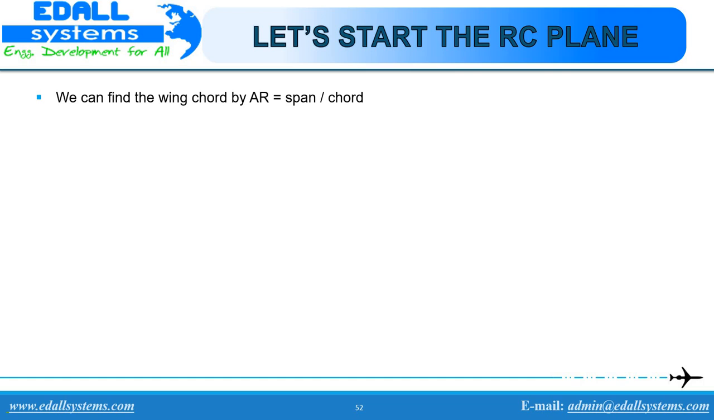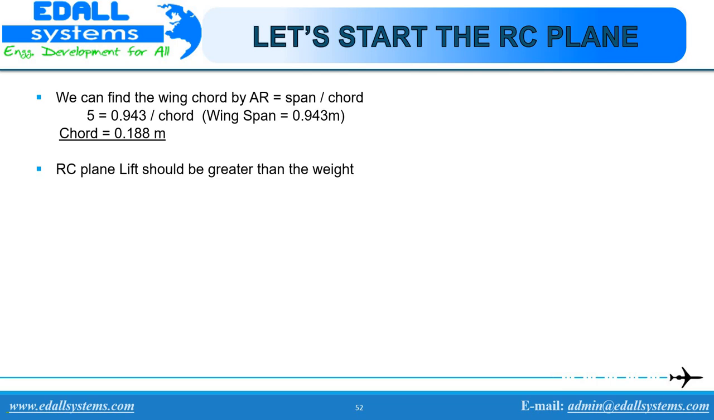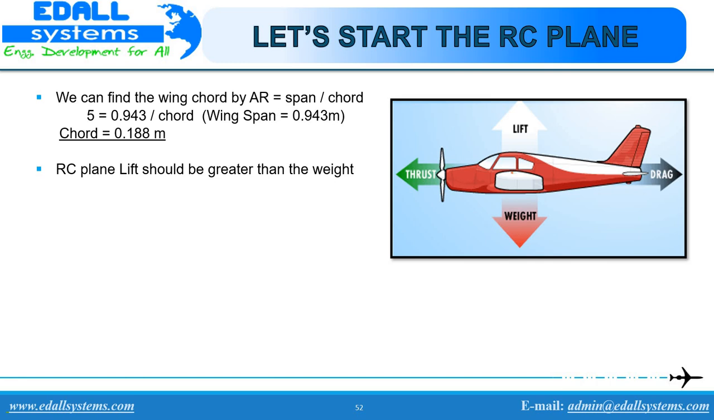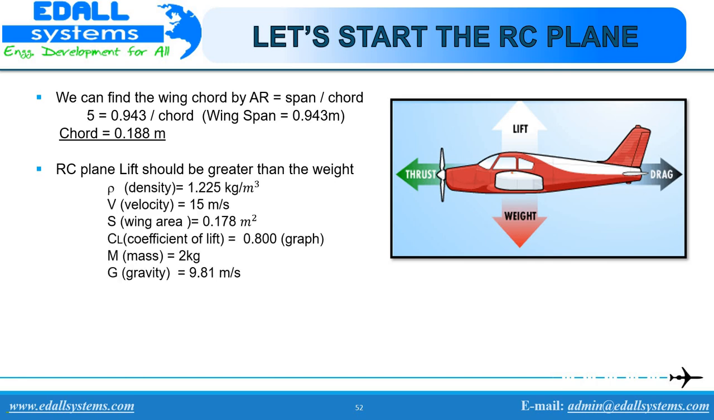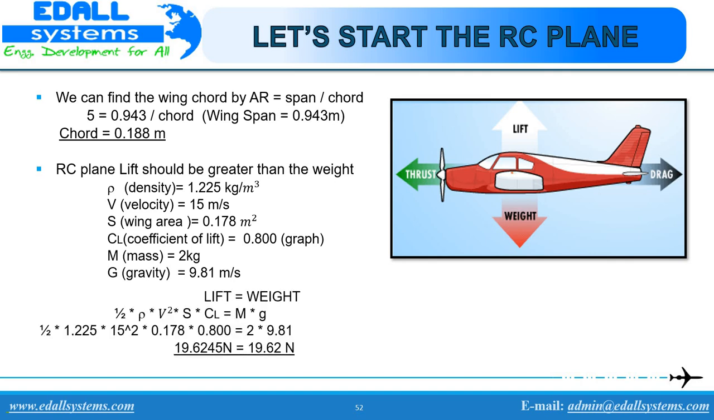Now that we are aware of the aspect ratio and the span size, we can substitute both in the formula aspect ratio is equal to span by chord to get the chord as 0.188 meter. The basic rule to remember is that the theoretical lift of the aircraft should be equal to or greater than the weight of the aircraft for the plane to rise. Here we substitute all the known values to get lift is equal to weight, that is 19.6245 Newton is equal to 19.62 Newton. If lift is equal to or greater than weight, then the plane rises. If the lift is less than weight, the plane descends.